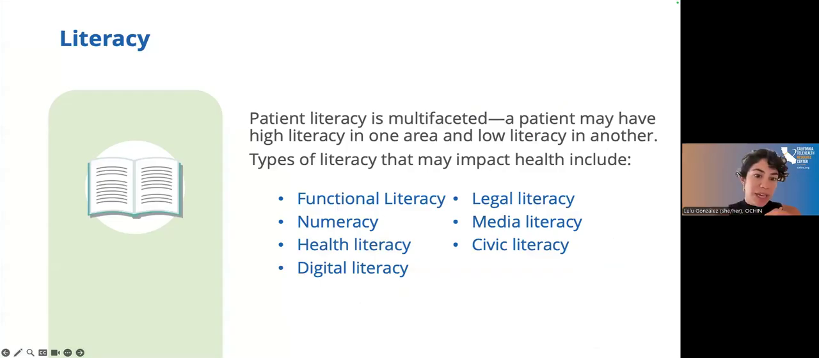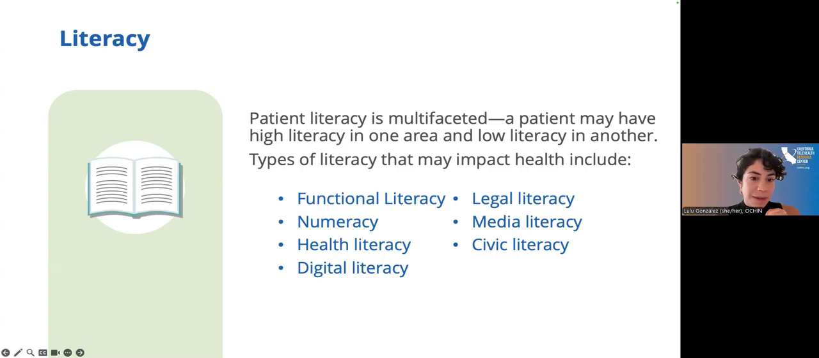So keeping the portal top of mind, let's first look a little closer at literacy in its many forms. It's important to note that literacy is not an indicator of intelligence. Intelligence is the ability to learn, understand, and apply information, while literacy can be considered the degree of that attainment. Many patients can gain the literacy needed to use digital health tools well.